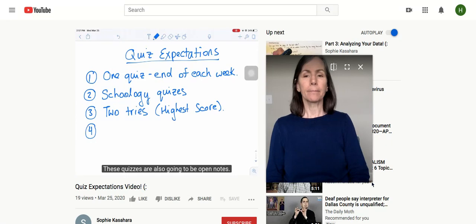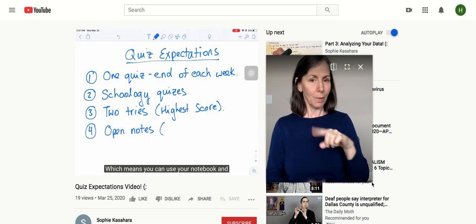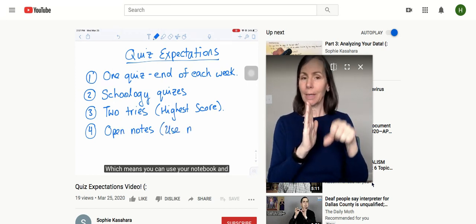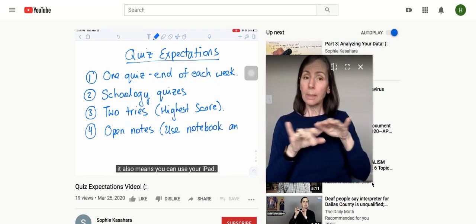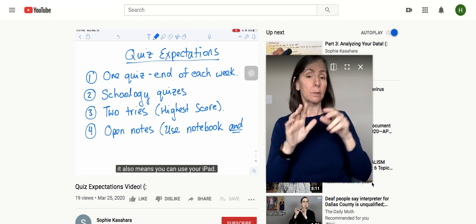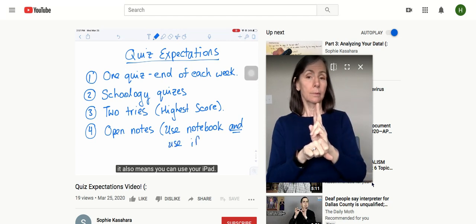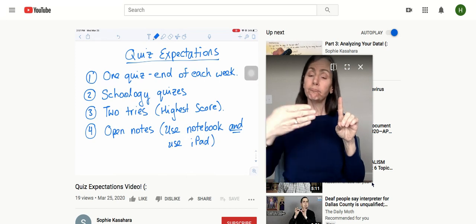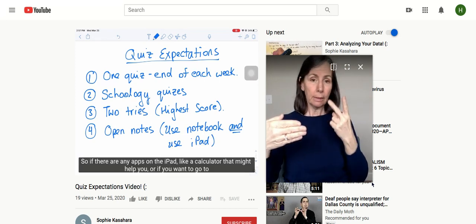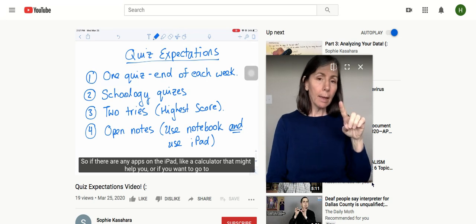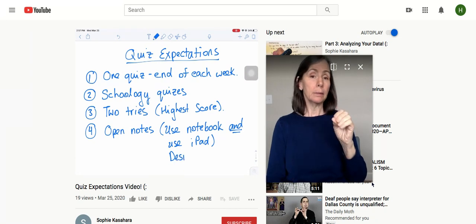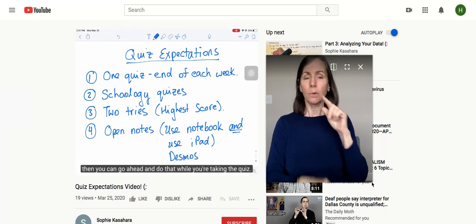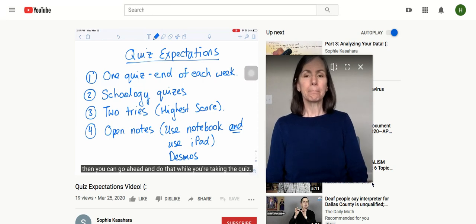These quizzes are also going to be open notes, which means you can use your notebook, and it also means you can use your iPad. So if there's any apps on the iPad, like a calculator, that might help you, or if you want to go to Desmos, then you can go ahead and do that while you're taking the quiz.